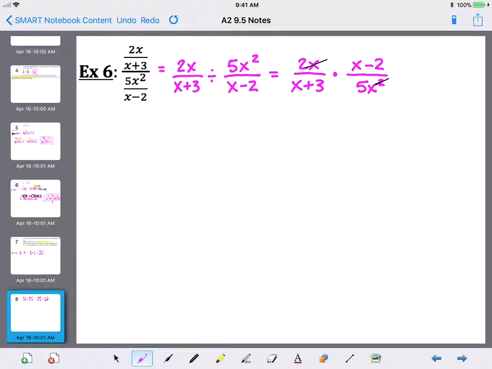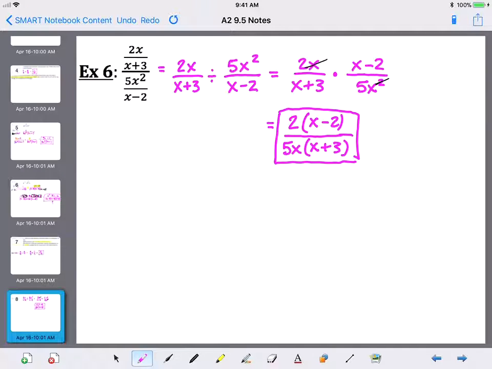Now I'm just going to multiply straight across. So in the numerator I have 2 times x minus 2, and in the denominator I have 5x times x plus 3. And I don't see anything else that is going to cancel there, so this is my final answer.